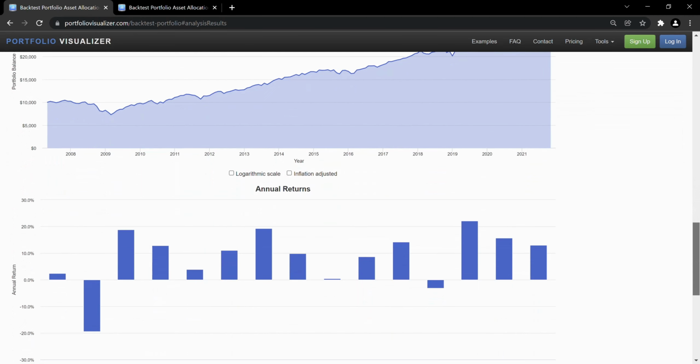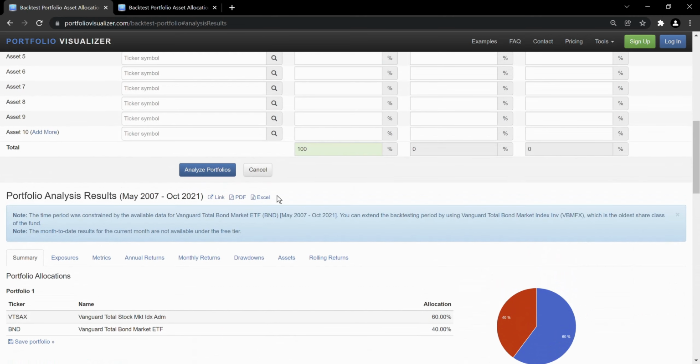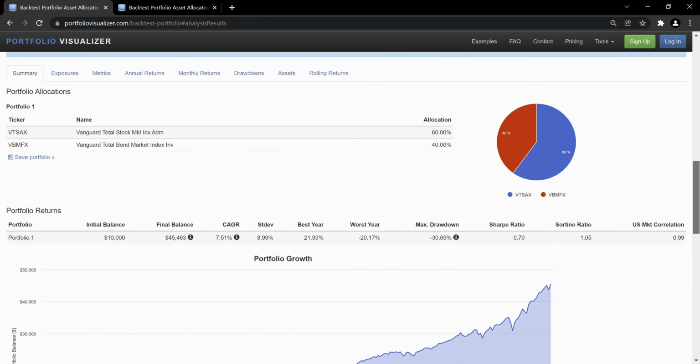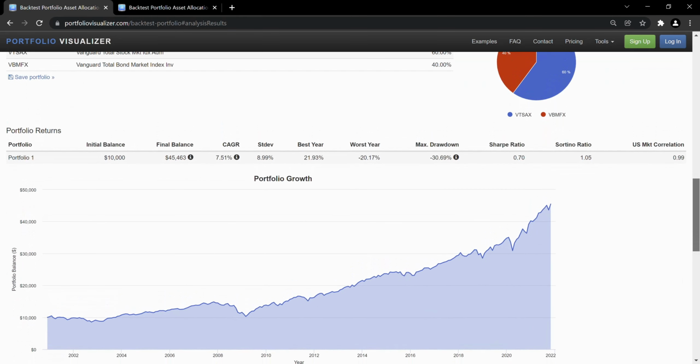But before you get to looking at this, one thing you should always look at is this little bar here, because it will tell you how the data is limited due to the limitations on how long your fund has been in existence. So here it gives us a suggestion as well that BND only goes back to May of 2007, but we can go back farther if we put in VBMFX. And so we'll just go ahead and do that right here. And we'll rerun this. And now we've got more data. This is going back to 2001.